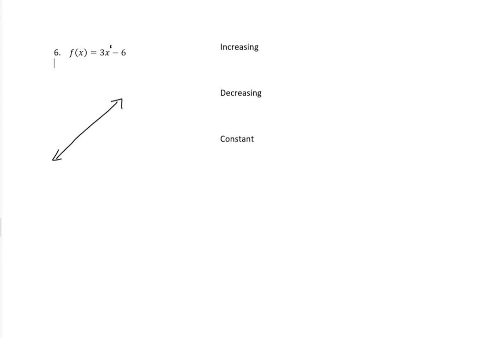So the graph of that function looks like this. That is always increasing. So it's increasing from -infinity to +infinity. Nowhere is it decreasing and nowhere is it constant.